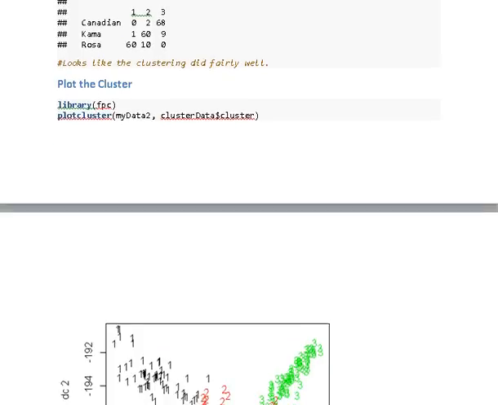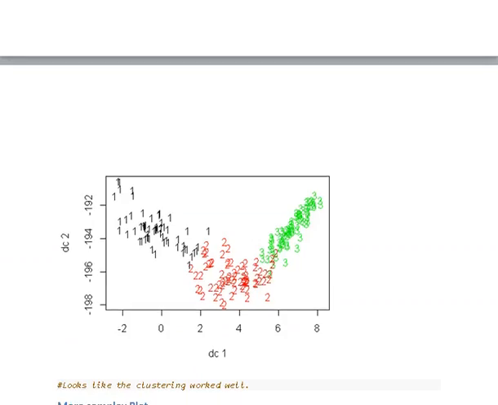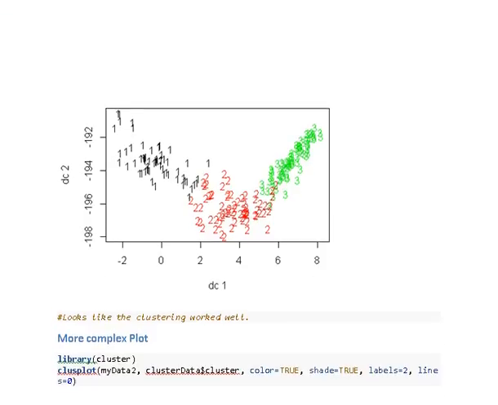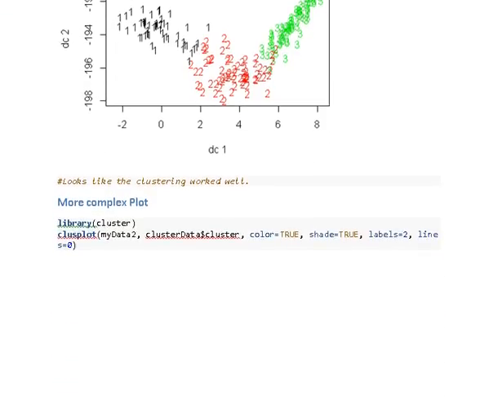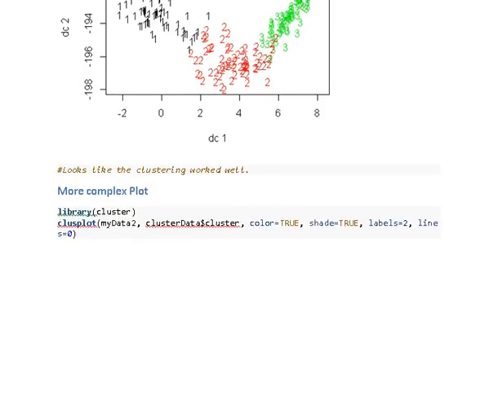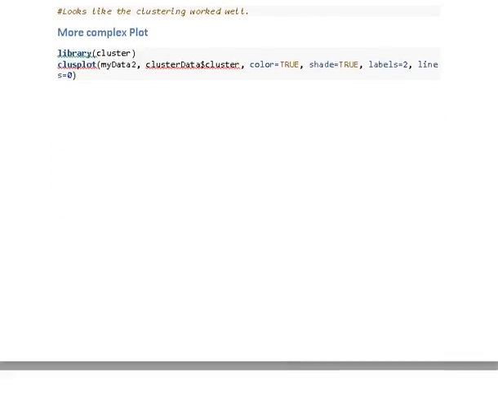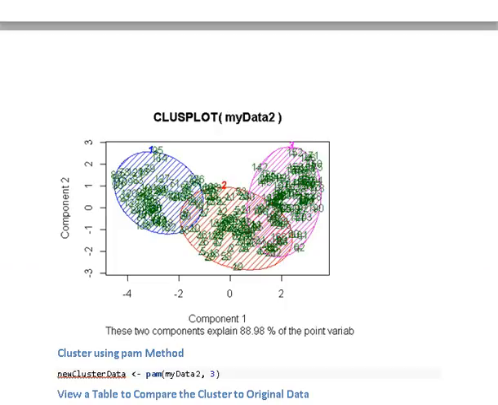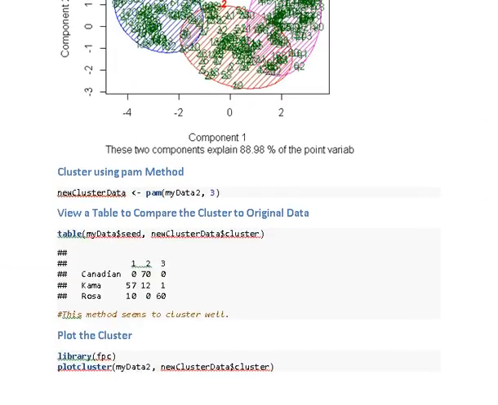So then I plotted that. Pretty simple, the 3 different clusters and which data points are inside of each. And then I used the cluster library and the clusplot function to actually draw a plot that circles each of the clusters and colors them differently. So that's there. The second method I used for clustering was the PAM method, which stands for partitioning around medoids.